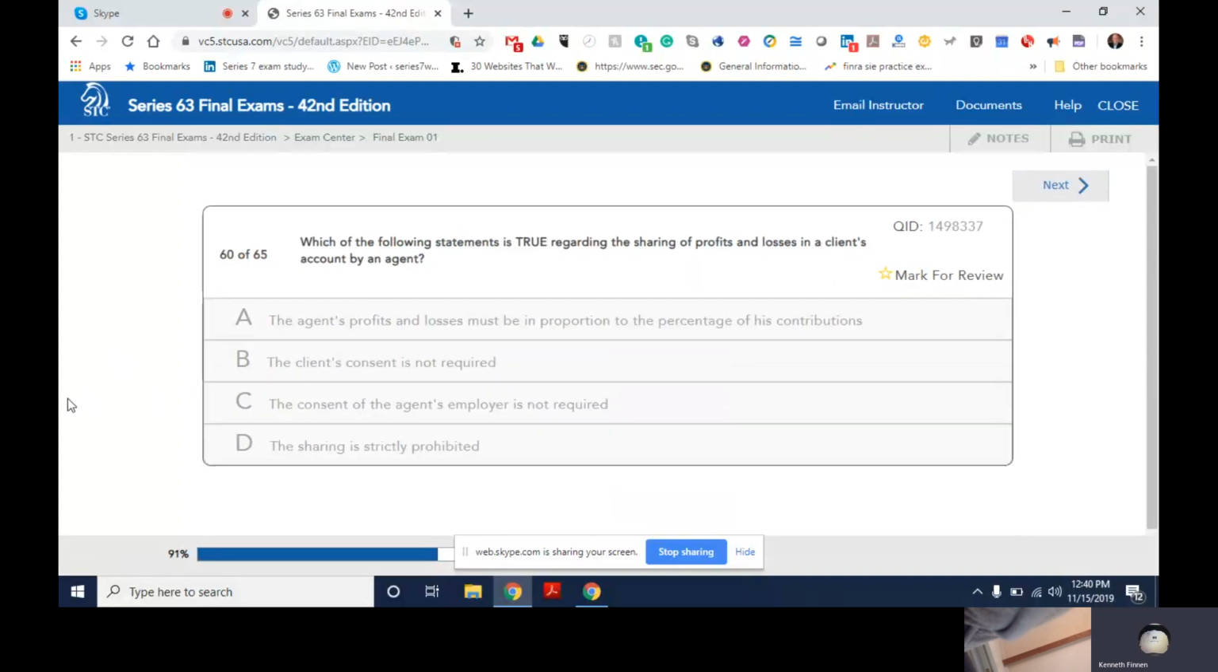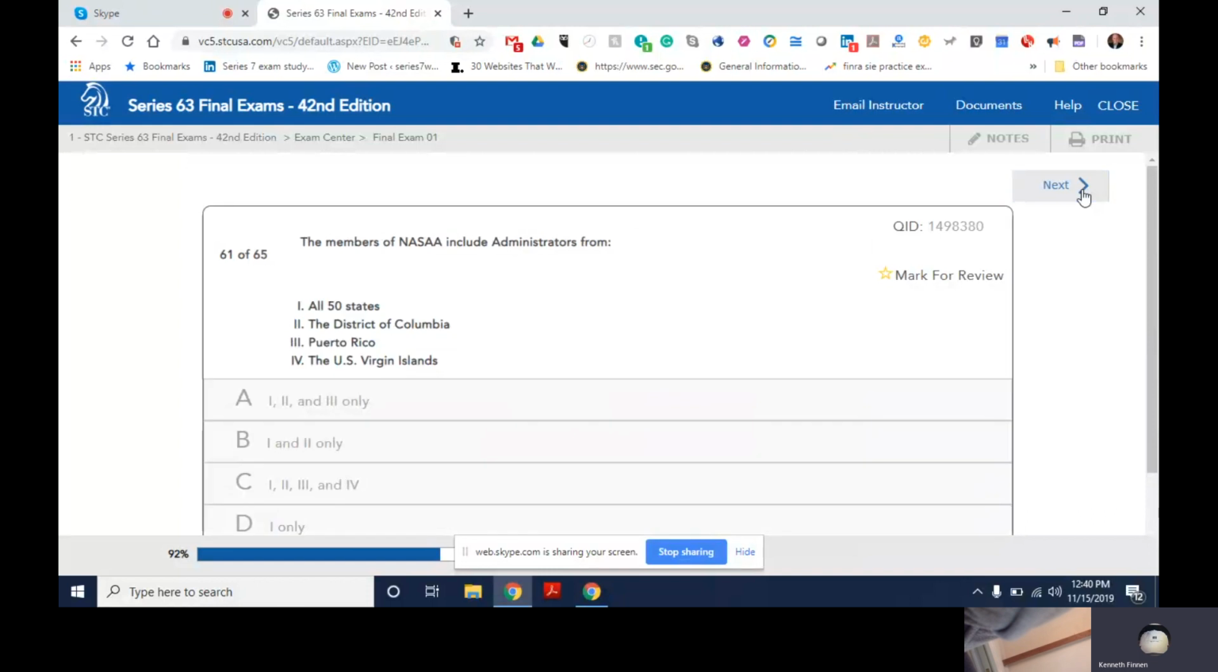Which of the following statements is true regarding the sharing of profits and losses in a client's account? A, they must be in proportion to the percentage of his contributions. I'm going to go with that. B is not true. You need consent. You do need the employer consent, and the sharing is prohibited. That's not true. As long as you meet these rules, you should be okay.